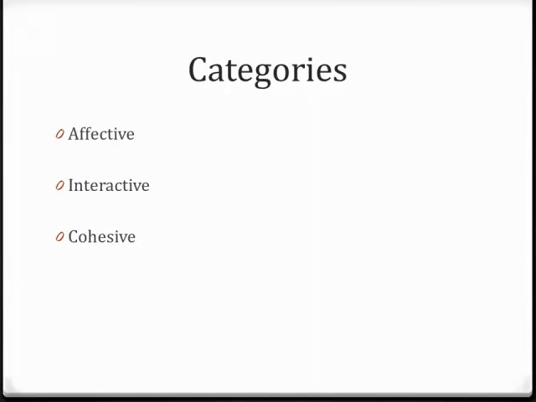There are three categories in the social presence framework. There's affective, interactive, and cohesive. These are the three categories that we'll be looking at.